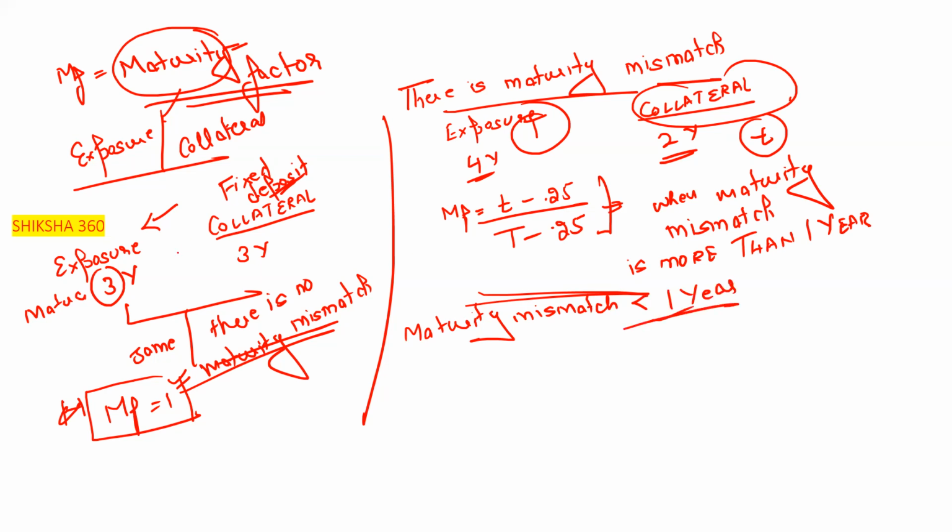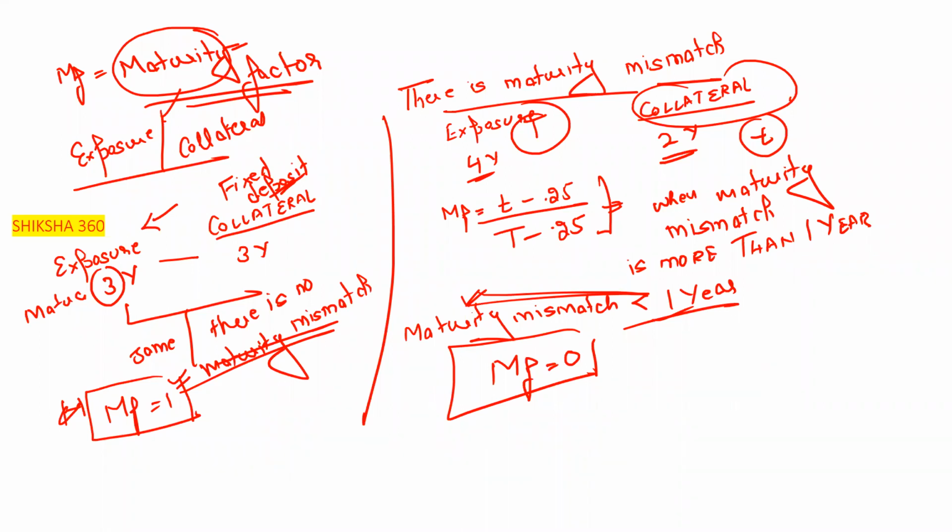here maturity is the same. Here maturity mismatch is more than 1 year. And what will happen if the maturity mismatch is less than 1 year? Then MF is equal to 0. Clear? So please remember all these points while solving the question, so that you are able to answer when they ask a theoretical question on the basis of this concept.